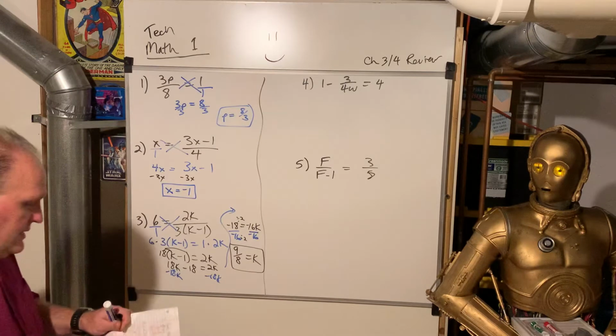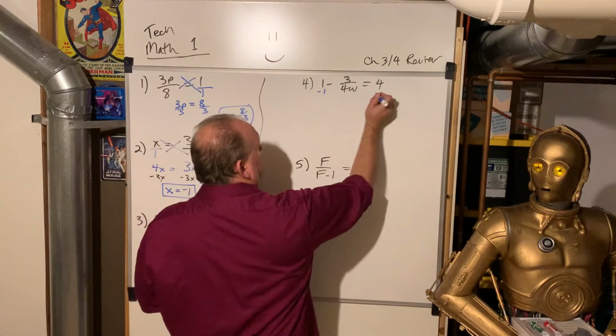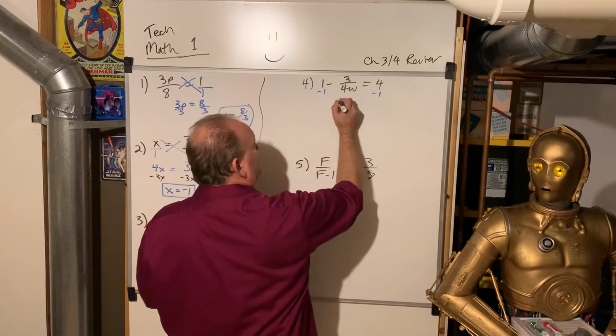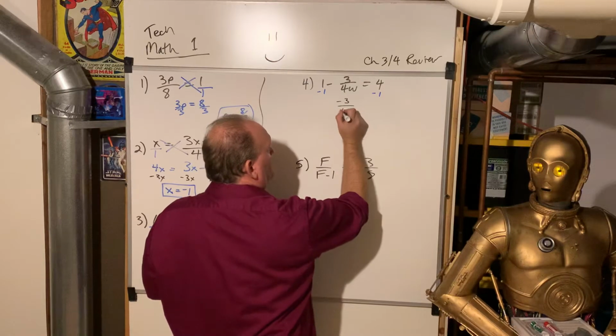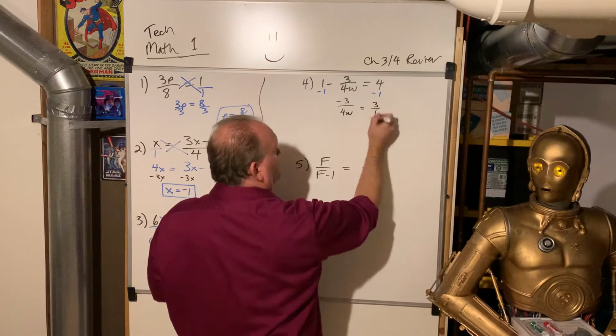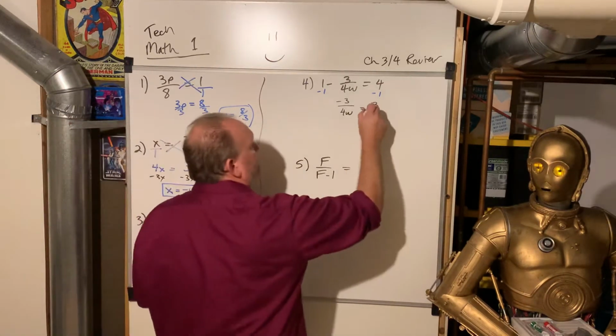All right, this one, before we cross multiply and solve, we actually have to get it by itself. So we'll write that negative on the top. You can put it on the top or the bottom. I'm going to put it on the top. -3 over 4w equals 3 over 1. All right, and then cross multiply and solve.